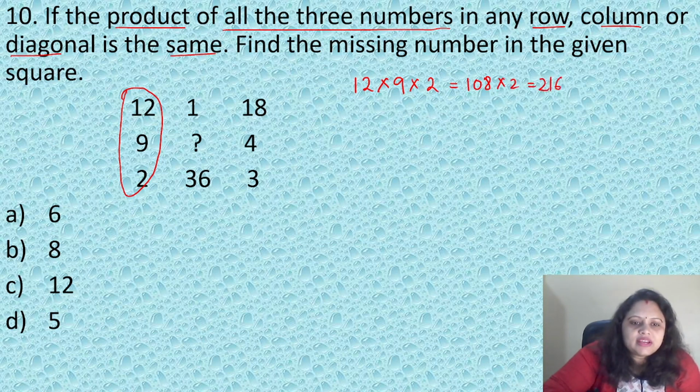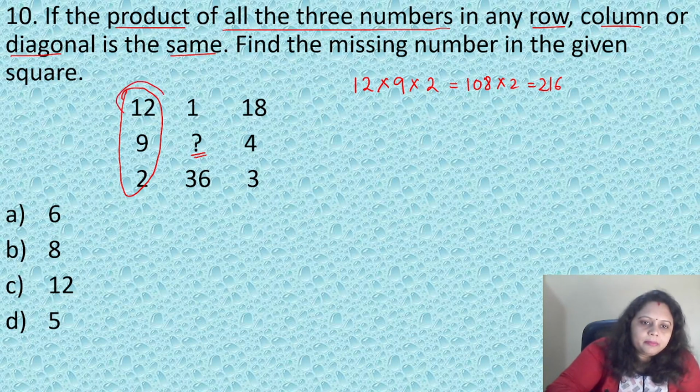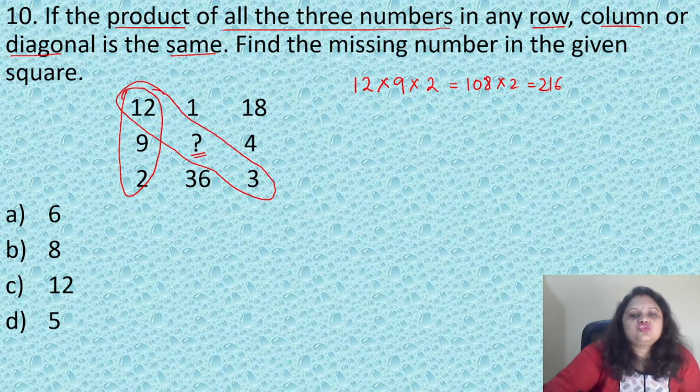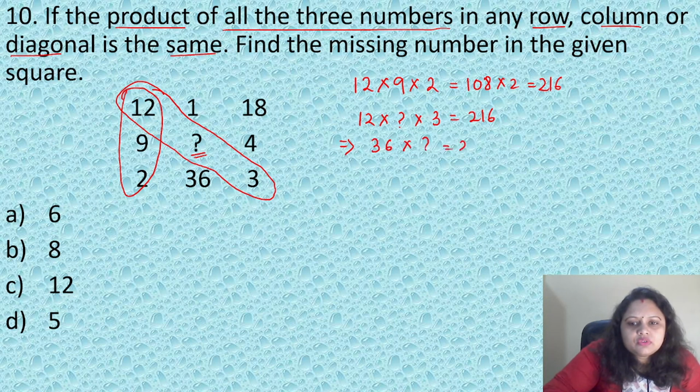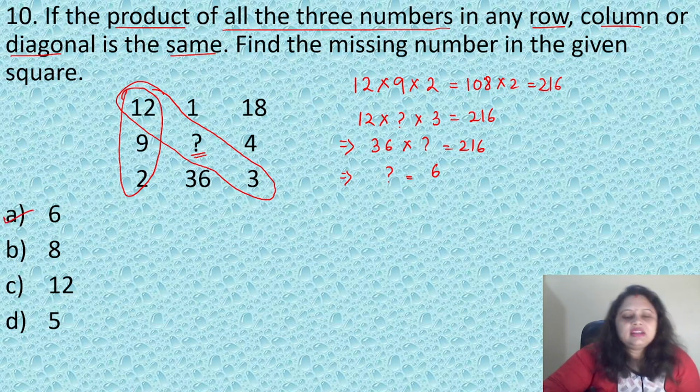We have to find this question mark. According to the question, if we multiply these three numbers, their value should also be the same. So 12 into question mark into 3, its value should also be 216, as they are present in a diagonal. It implies 36 into question mark is equal to 216. So we can clearly find the value of the question mark. It will be 6. So the correct answer is option A, that is 6.